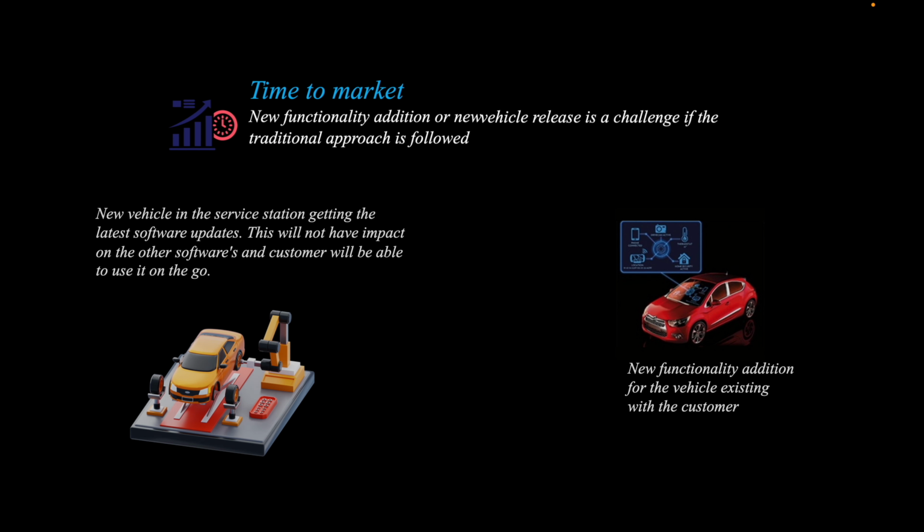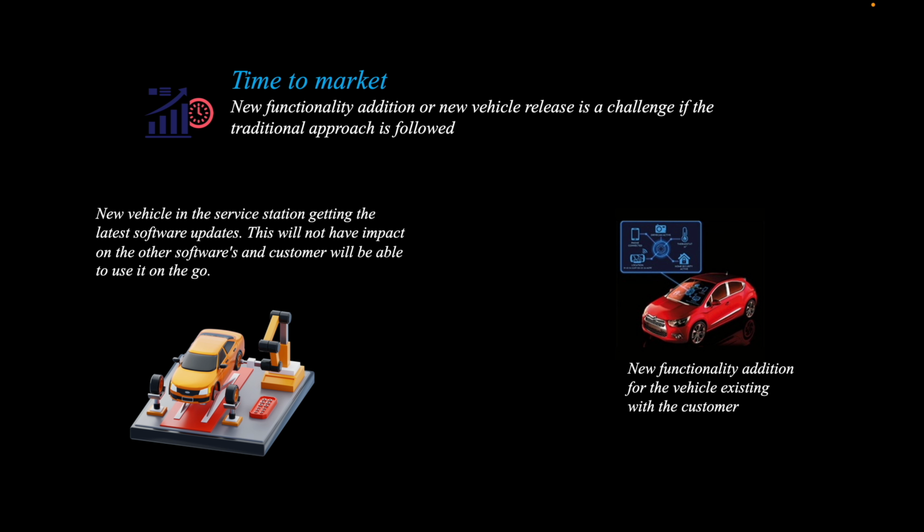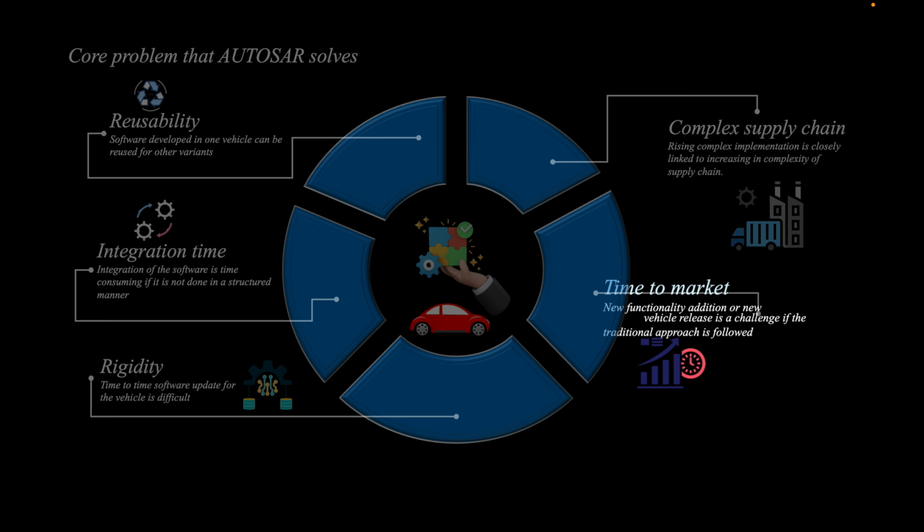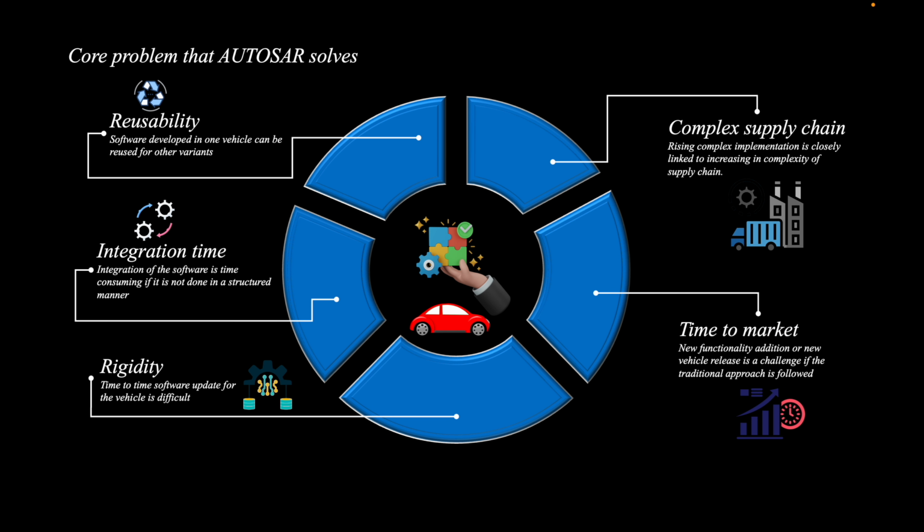Next is time to market. Suppose you develop the software and new functionalities are being added. What you can do is send it as an update to the vehicle, and then the vehicle will get updated with the latest software so that the customer can use it. Once they use it, you will get some feedback, and again you will redevelop or update the software. So time to market is a major problem that Autosar solves. These are the 5 major problems that Autosar solves.